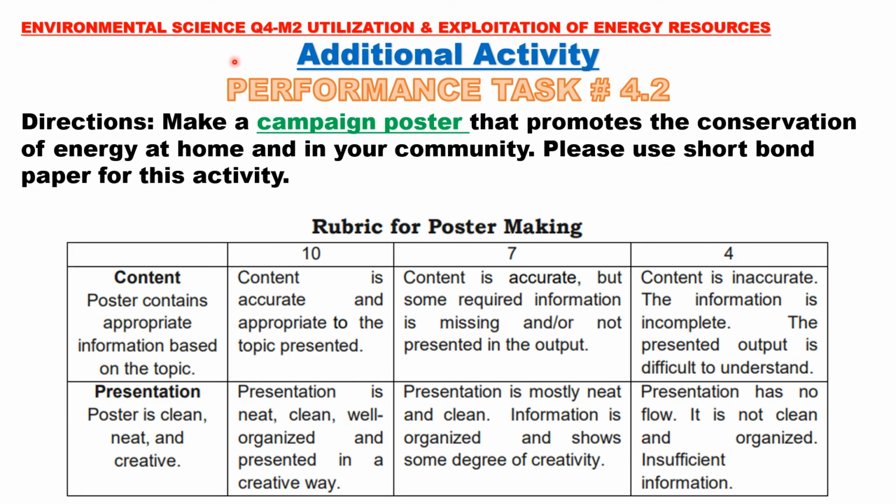Additional activity, performance task number 4.2. Make a campaign poster that promotes the conservation of energy at home and in your community. Please use a short bond paper for this activity. You will be graded based on this rubric. Content. The poster contains appropriate information based on the topic. And for the presentation, the poster is clean, neat, and creative. So the perfect score for this campaign poster is 20 points.